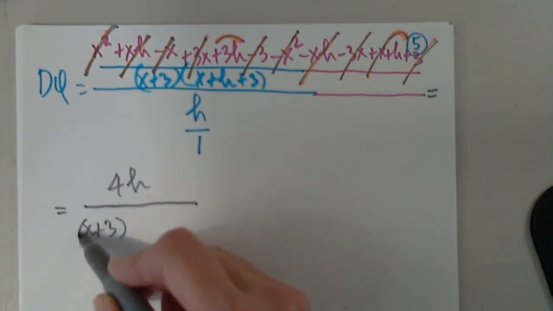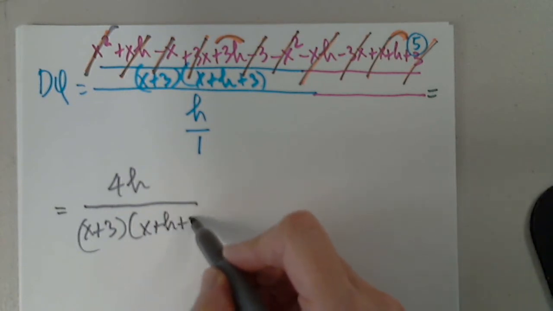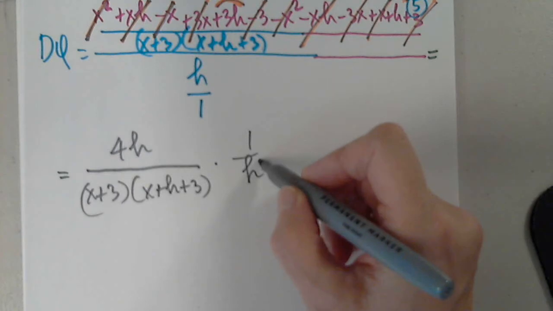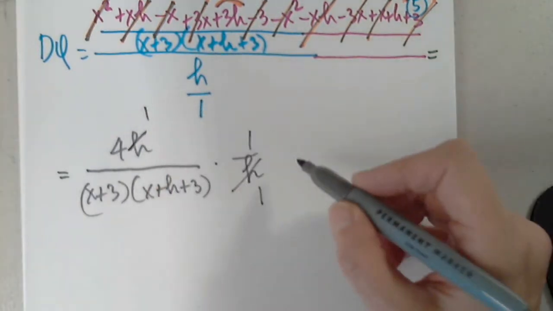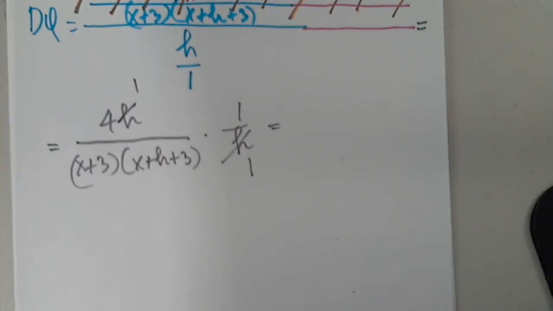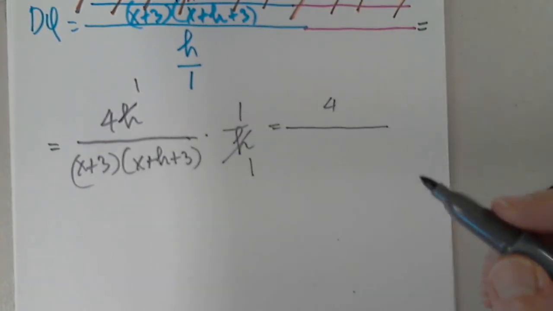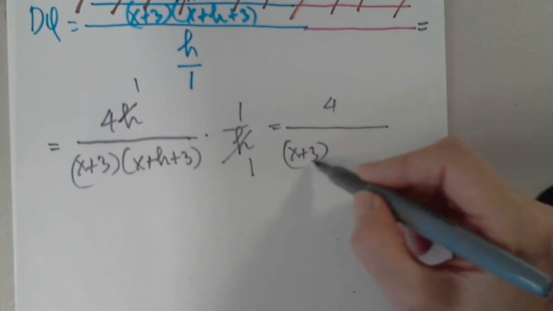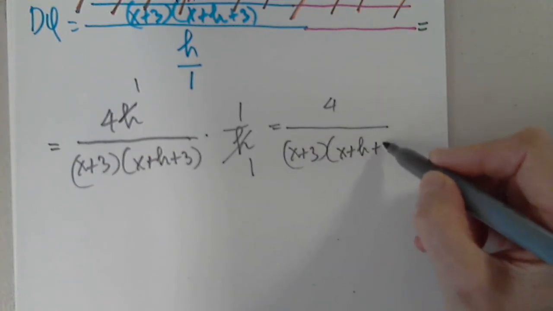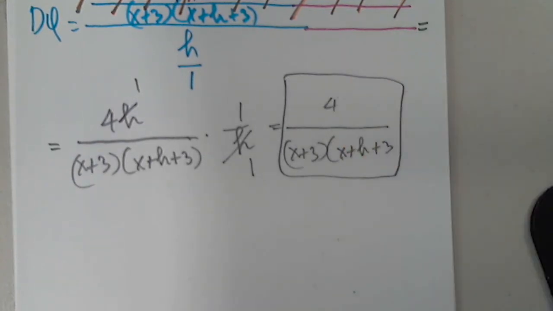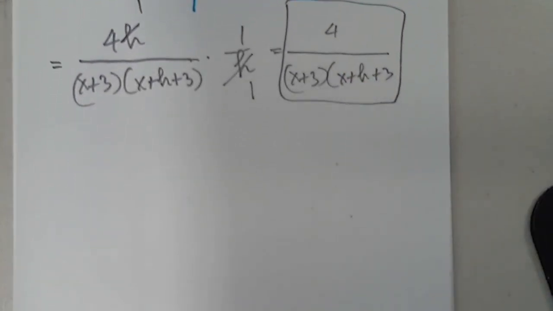Okay, so x plus 3, x plus h plus 3, multiplied by 1 over h. And this is when h goes away. That's why I recommend those steps. I accept other methods, of course, but I think that is the safest route. This is the difference quotient for that rational function.